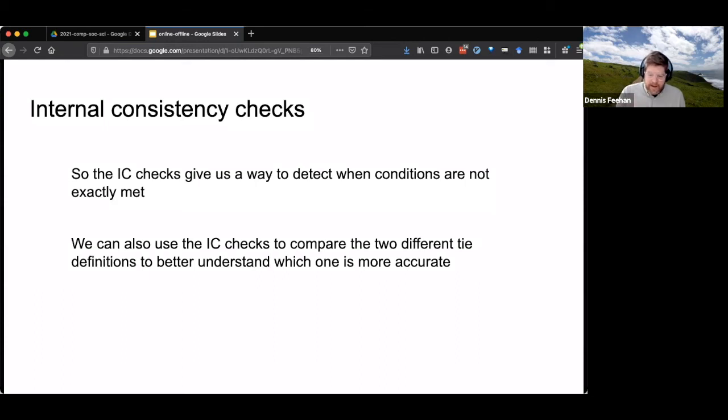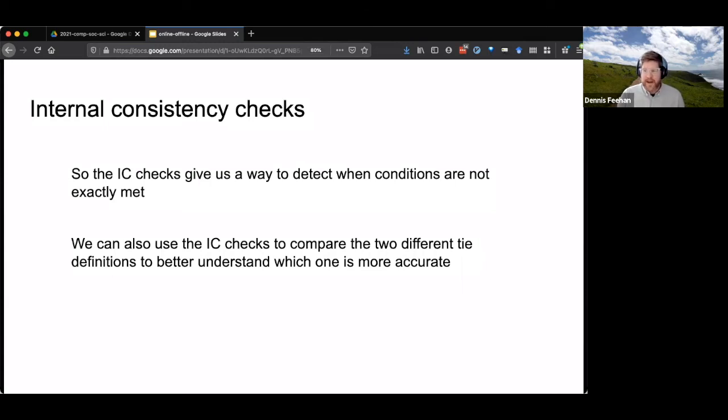But in addition to detecting where there appears to have been some kind of violation of the conditions, we can also use these internal consistency checks to compare which of these two tie definitions is more accurate. So remember, respondents were randomized to report about either the meal or the conversational contact definition. And the reason to do that was that we think that there's this trade-off at play between the non-sampling and the sampling error. But it's really only useful to think about that trade-off if we can improve over time in the type of network that we ask people to report about.